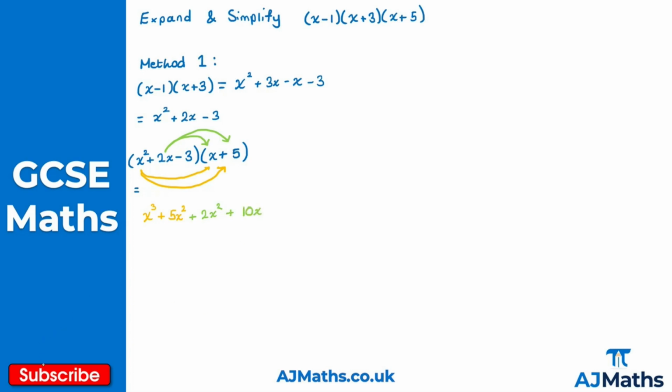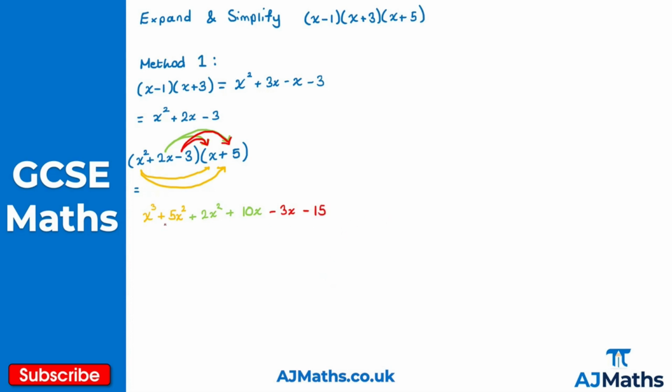And then finally we just change our pen colour again. Let's do it in red. So now I take the minus 3, the last term here, and I times it by x. So minus 3 times x would give us minus 3x. And then we do minus 3 times positive 5, which would give us minus 15.